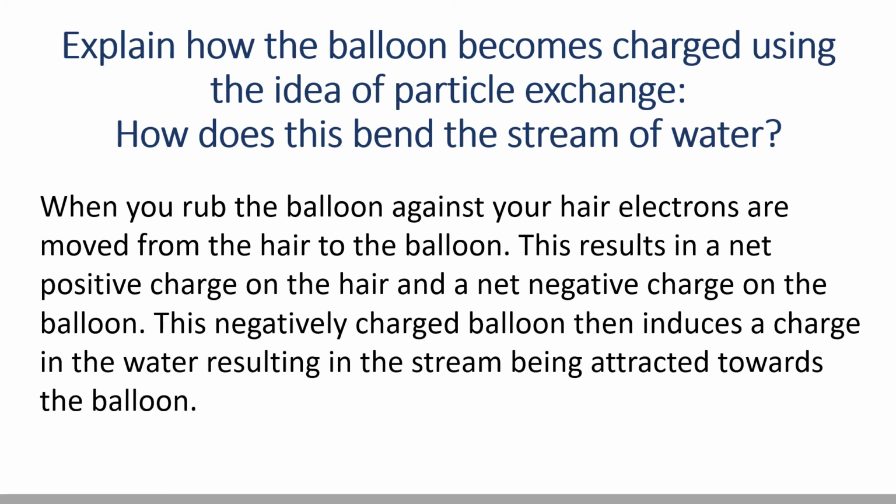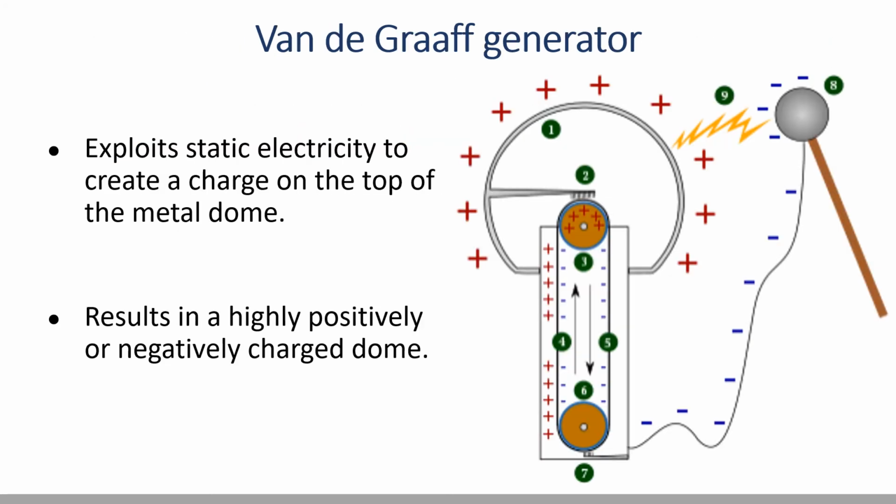And here you go, here's the answer. When you rub the balloon against your hair, electrons are moved from the hair to the balloon. This results in a net positive charge on the hair and a net negative charge on the balloon. The negatively charged balloon then induces a charge in the water, resulting in the stream being attracted towards the balloon.